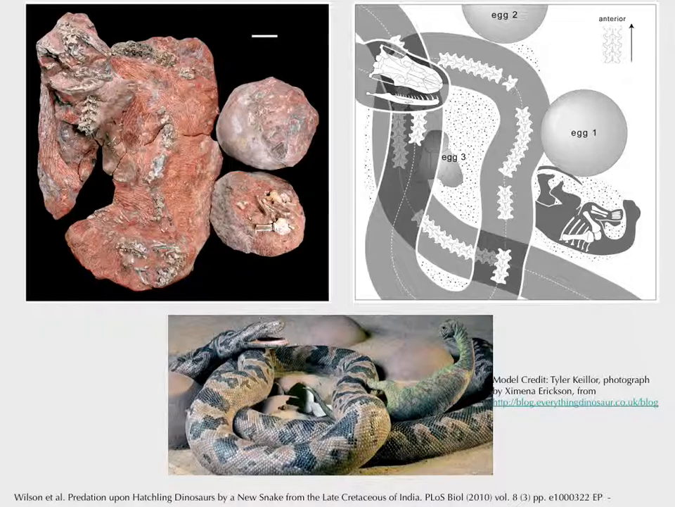And so we go out and get other evidence, and find that that sort of shaped egg has Oviraptor embryos in it. It's not something else. Probably eggs and other things, and probably small vertebrates as well.